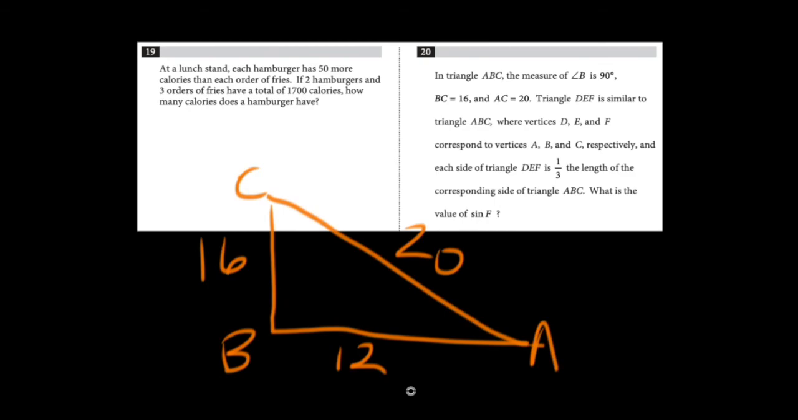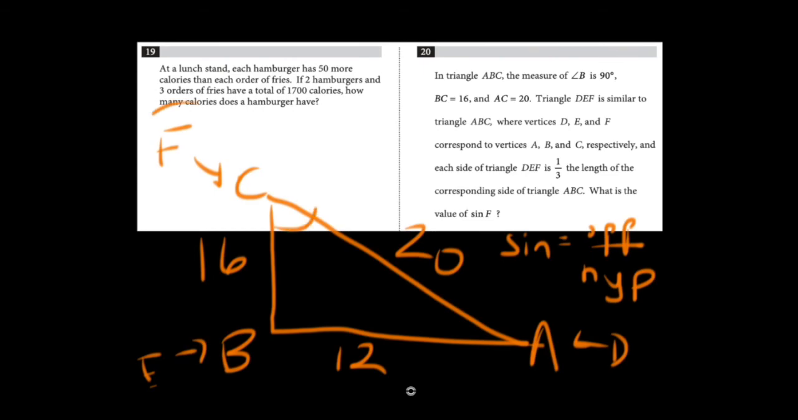Then the rest of it is that triangle DEF is similar to triangle ABC, and they want us to find what is the value of sine of f. Well, sine is all about ratios, so it doesn't really matter what the exact side lengths of triangle DEF would be, but we know that the ratio would be the same because the triangles are similar. So we just do opposite over hypotenuse. So we know that this angle is f because it's right there. So the opposite is 12 over hypotenuse is 20. So our answer is 12 over 20, but that simplifies to 3/5.